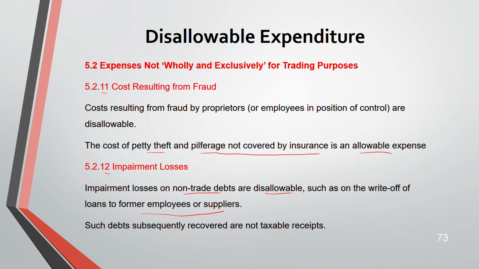Such debts subsequently recovered are not a taxable receipt. If subsequently you receive the amount of the loan back from your employees or suppliers, you would think it's taxable, right? But here they are saying that if you receive such a debt, it is not a taxable receipt. Even if you receive it, you don't have to pay tax on it. And impairment losses on trade debts are allowable.